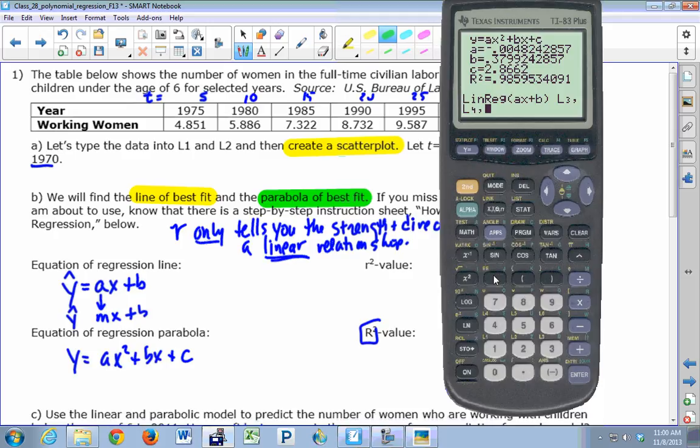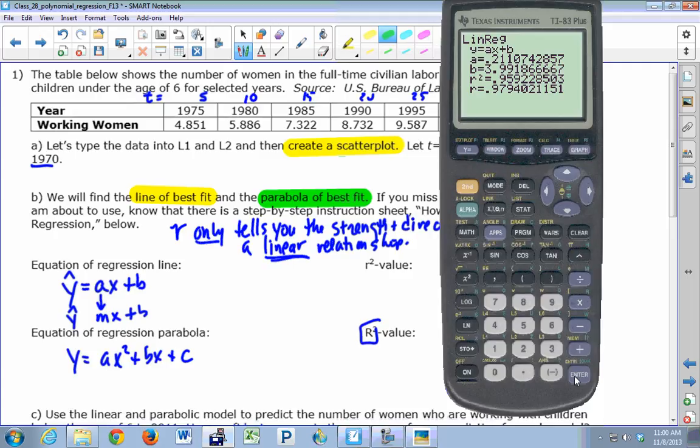And then I tell it, where do you want me to store the equation? I want the equation for my line of best fit to be stored in Y1. Remember, we have to go to our vars button, hit that, scoot over to Y-vars, hit enter, and then hit Y1. Okay, now when you hit enter again, you'll get the values for A and B, which is your slope and your y-intercept. Okay, there they are.